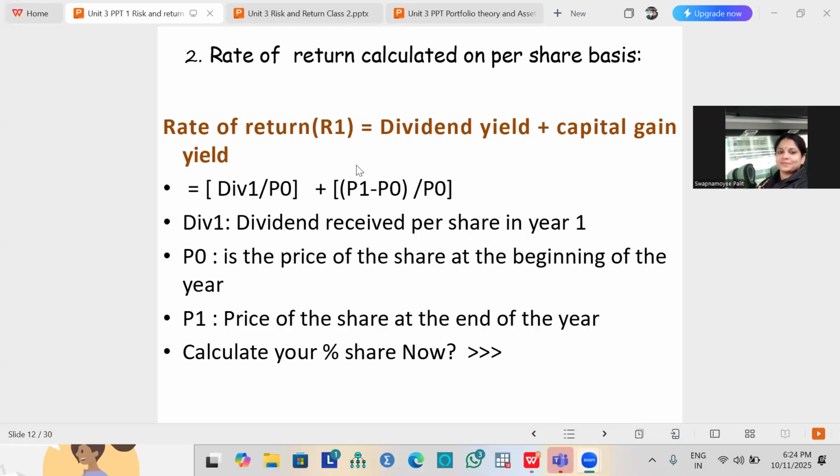You can see here, the rate of return formula is your dividend yield plus your capital gain yield. Now, how do you calculate your dividend yield? Your dividend yield is simply your dividend divided by the price of the stock at the beginning of the year. And your capital gain or loss is your current share price minus the stock price in the previous year, divided by the stock price at the beginning of the year. So this will give you the total current return.